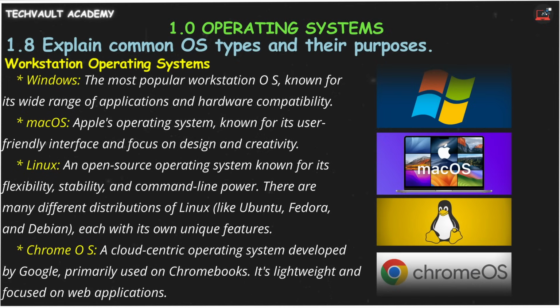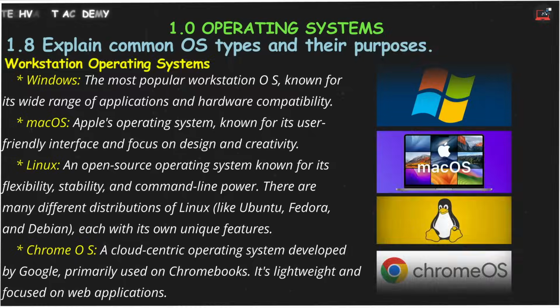There are many different distributions of Linux, like Ubuntu, Fedora, and Debian, each with its own unique features. Chrome OS, a cloud-centric operating system developed by Google, primarily used on Chromebooks. It's lightweight and focused on web applications.